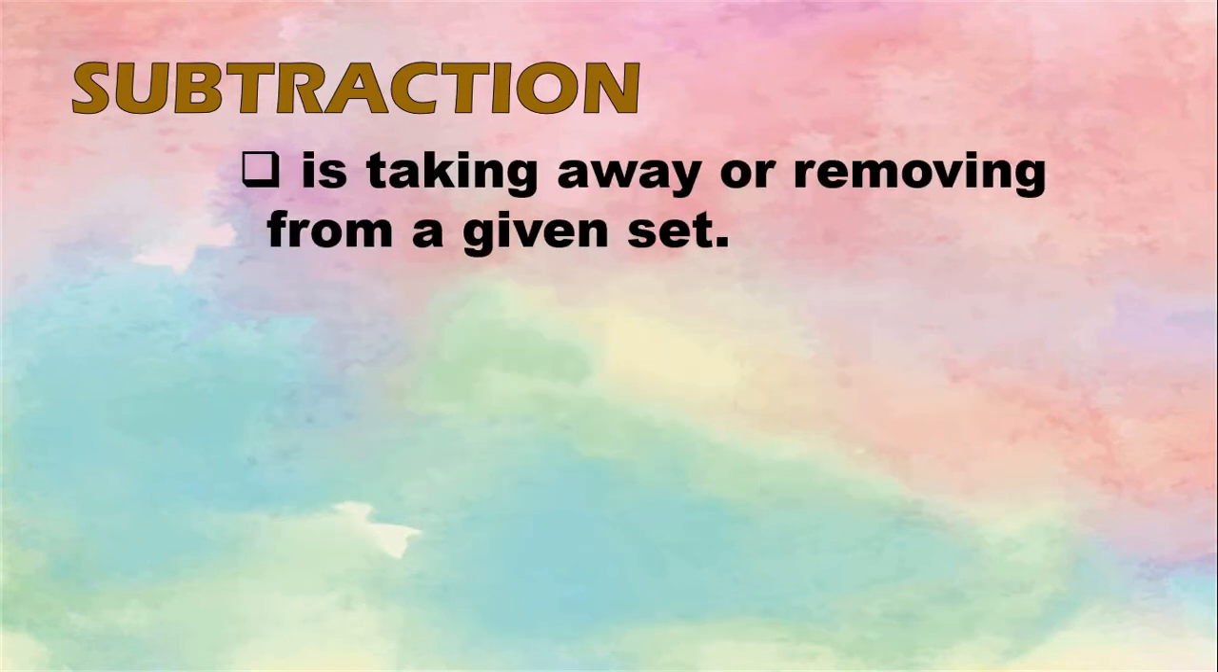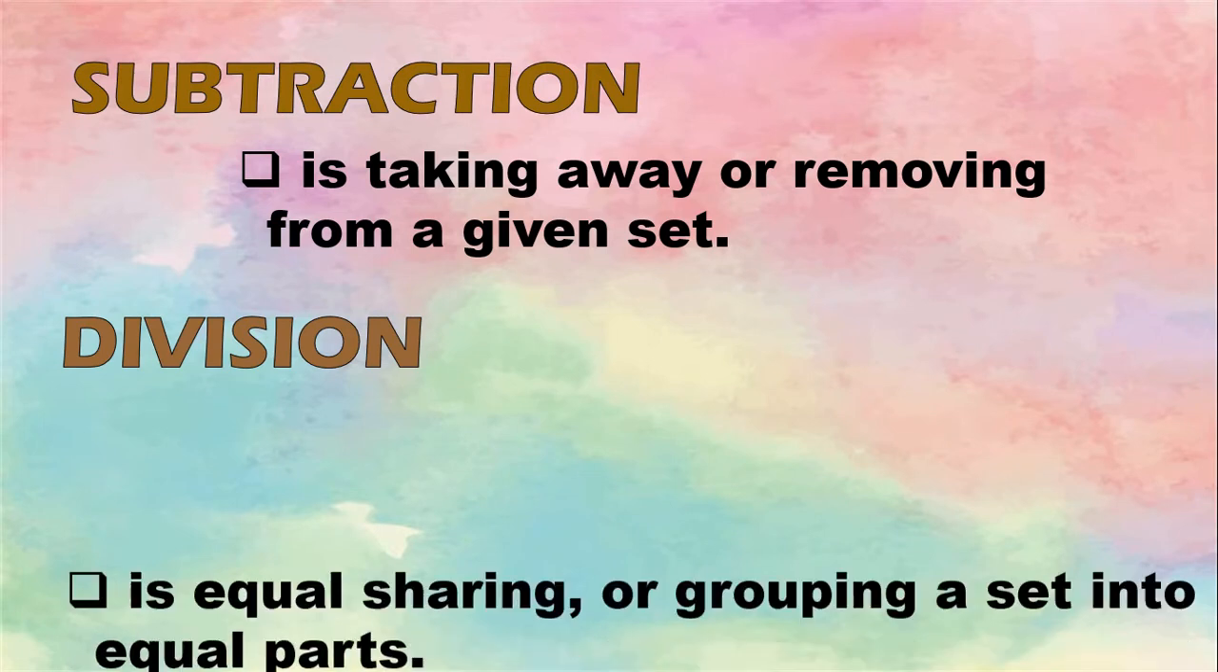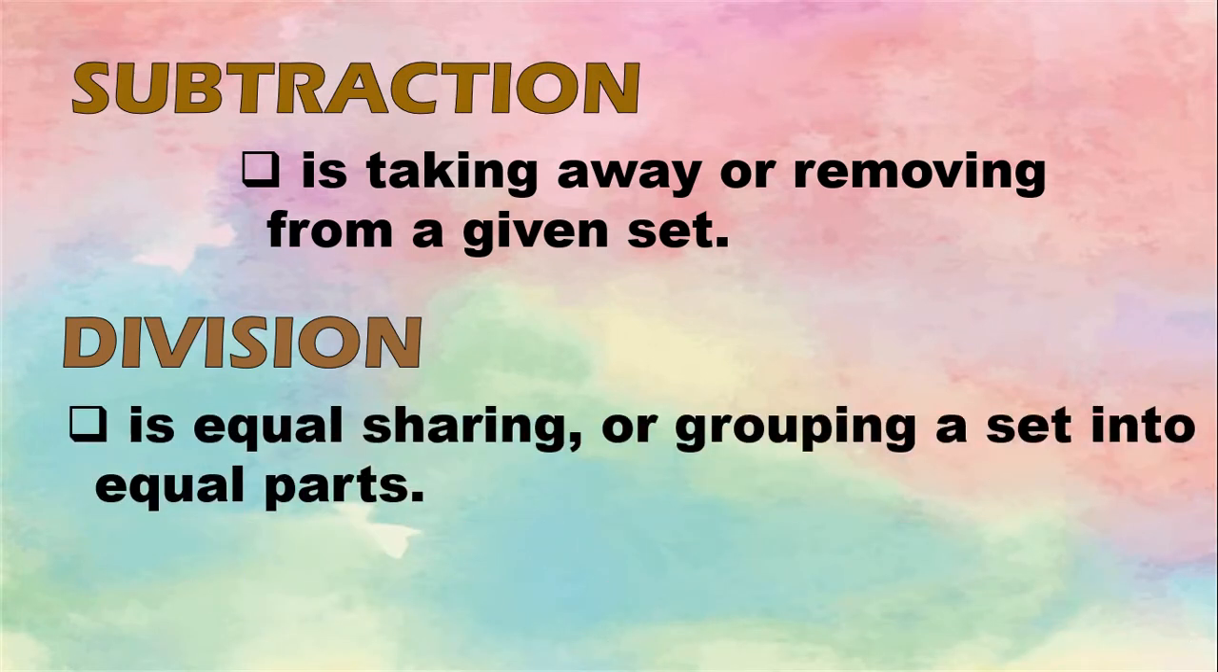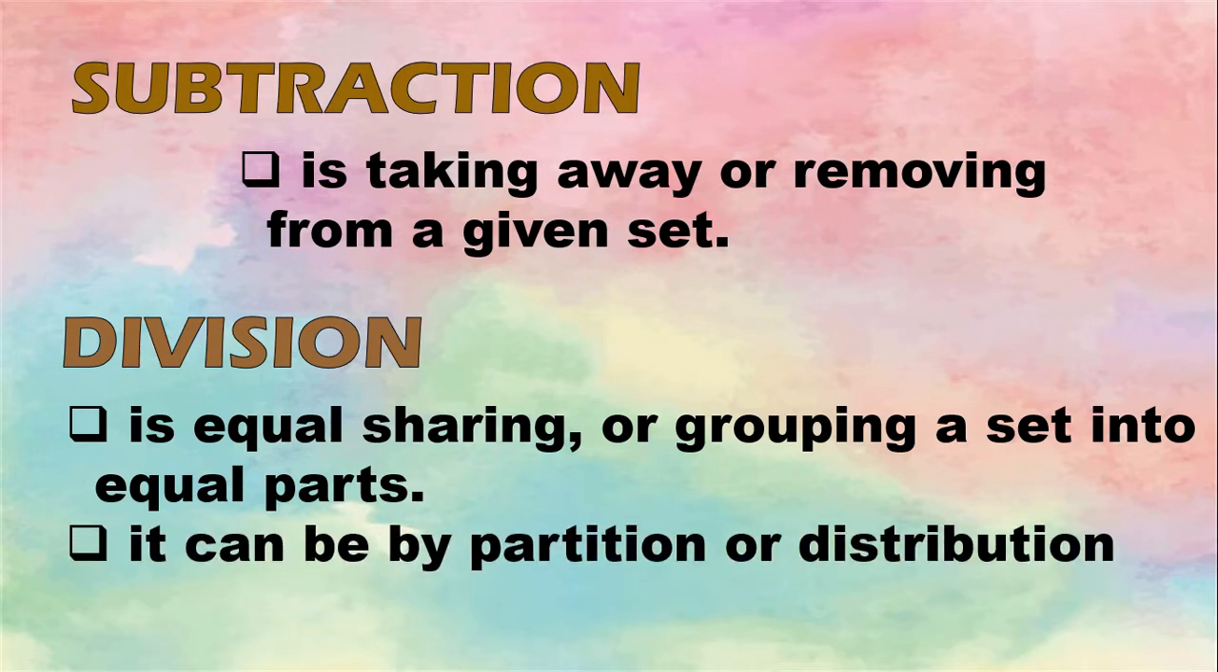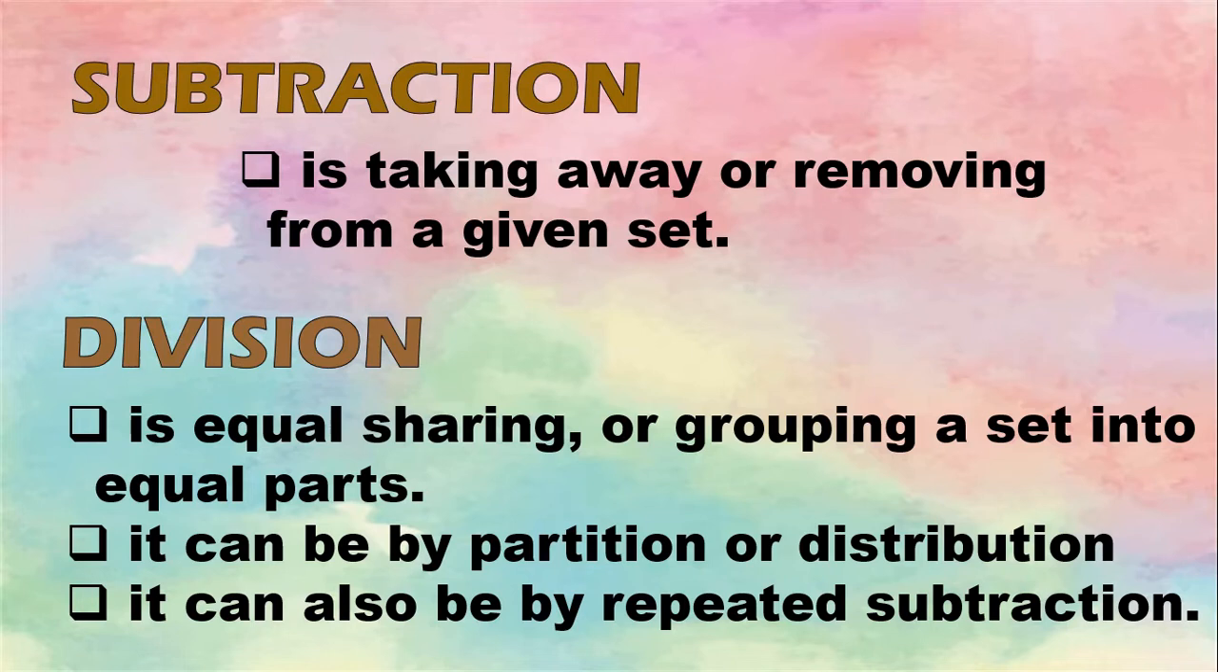Subtraction is taking away or removing from a given set. Right? So division is sharing or grouping a set into equal parts. So you are dividing the total number into equal parts. So that is division. And it can be partition or distribution. And it can also be by repeated subtraction. So it's the same with multiplication, because multiplication has a repeated addition while division has a repeated subtraction.